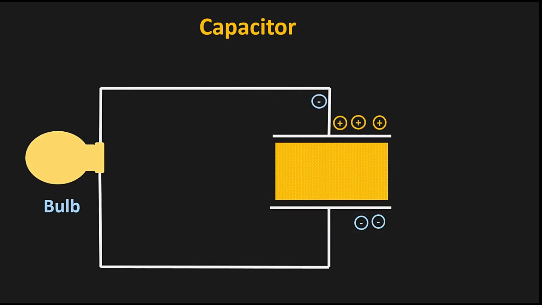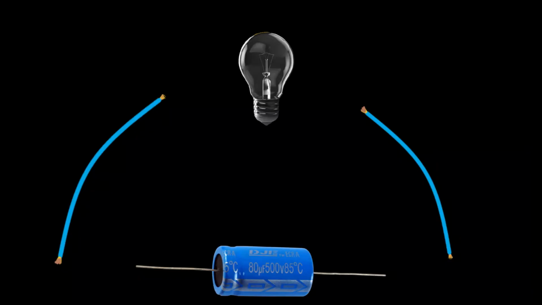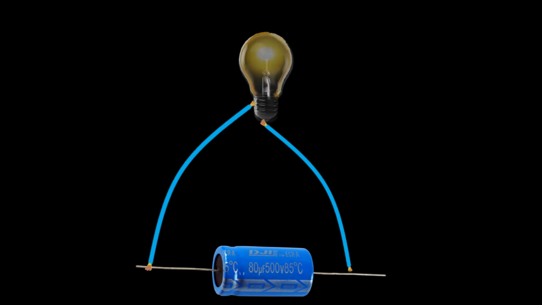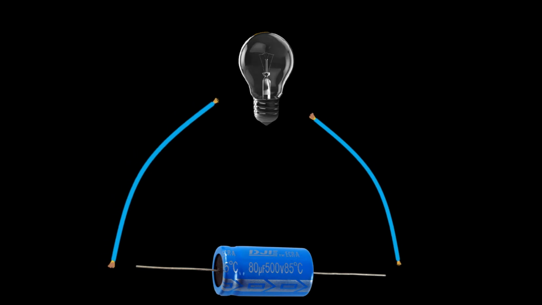So now, because of the flow of current, you will see that the bulb will glow, and in this way, the current will flow through this conductive path. And this procedure will continue till both the plates will become electrically neutral. And because of that, the bulb will again turn off.